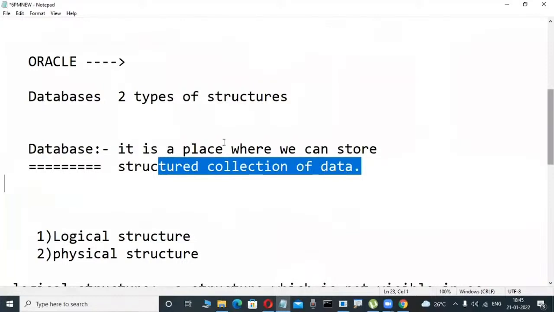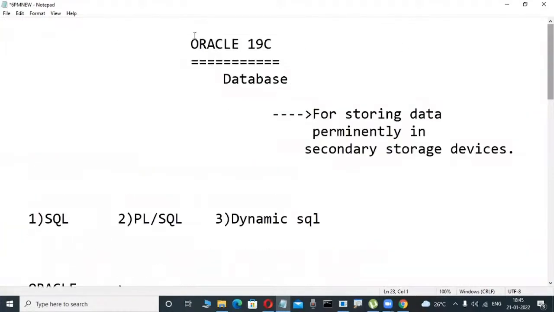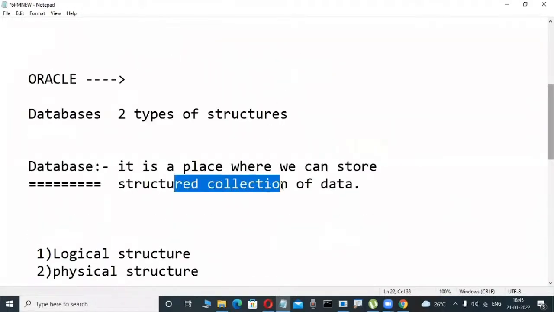Understood? Yes. Now here, Oracle is a product from Oracle Corporation. In our course we are learning the 19c version only. In this, this is a database product. What is a database? If anybody asks, as a developer how do we tell? It is a place where we can store a structured collection of data. That is the logical side we are telling.